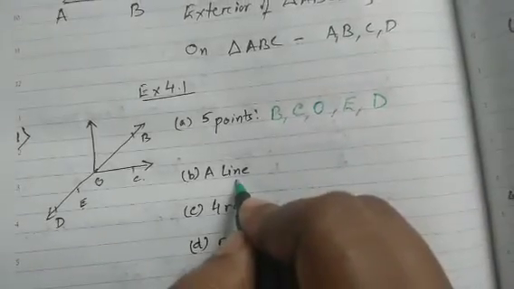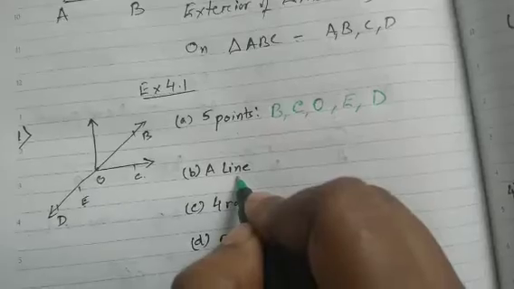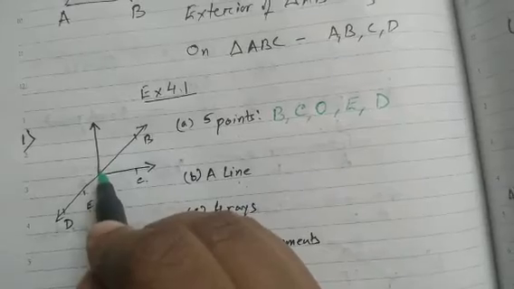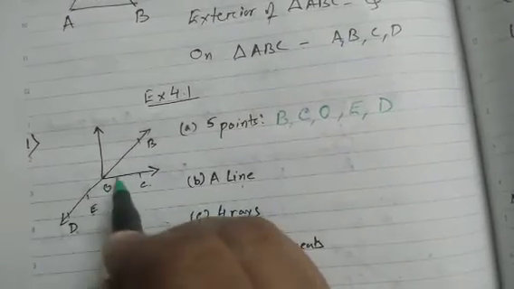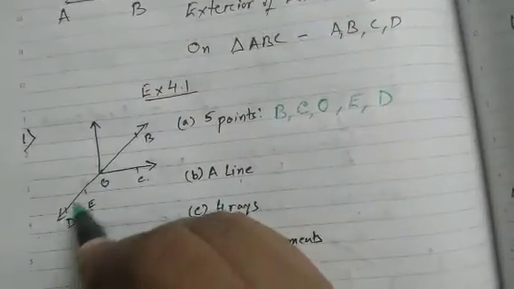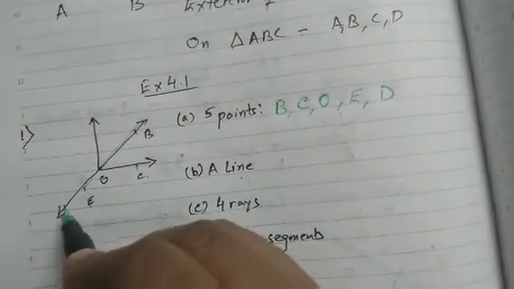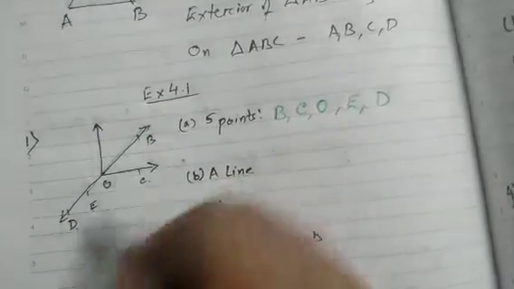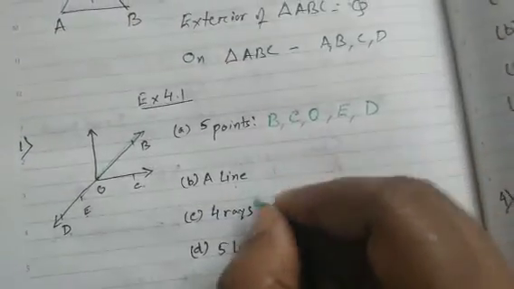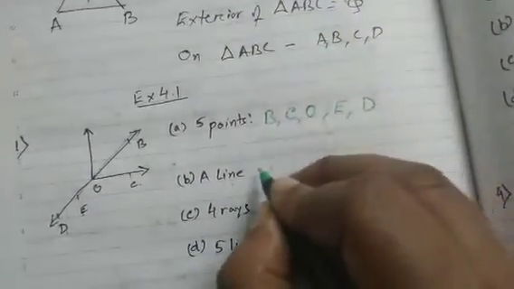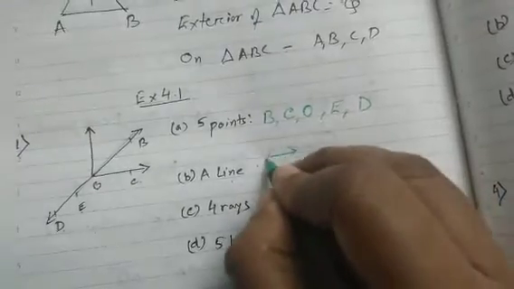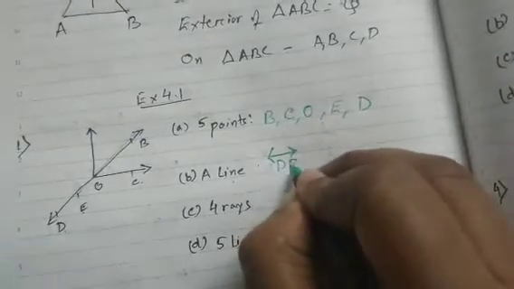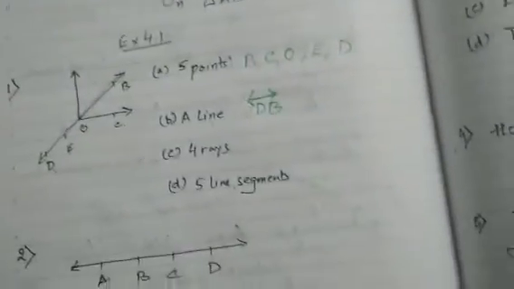Next, it is telling me to write the name of a line. So which is a line? This is a ray, but if it had an extension here, it would have been a line. This is a ray, but this is a line. When I talk about this as a line, I can name it DE, DO, DB or anyway. I will prefer writing it as DB, using the two end points, with the line symbol at the top. So this is the line.